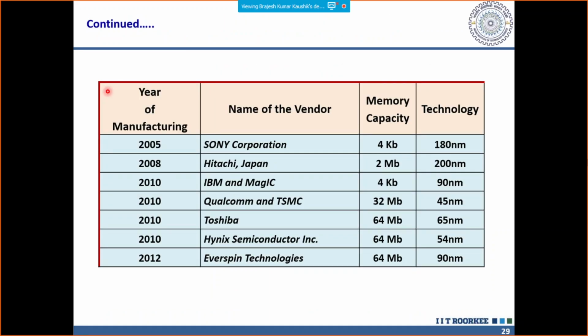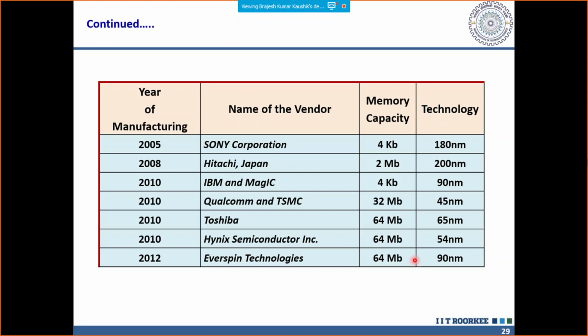So from 2005, you have Sony Corporation's tiny 4 KB memory capacity at the 180 nanometer technology node, and then with different years coming up, different vendors came up with larger memory capacity, as shown. If you just Google Everspin Technologies, this is one of the renowned companies. And as I mentioned, they have already replaced DRAMs at different locations quite comfortably.